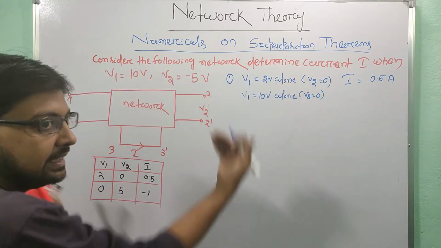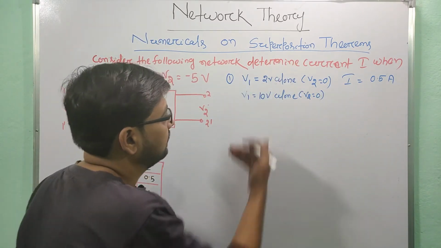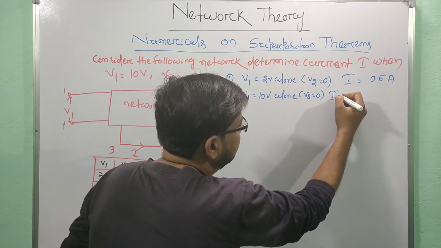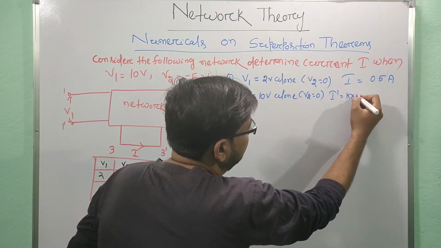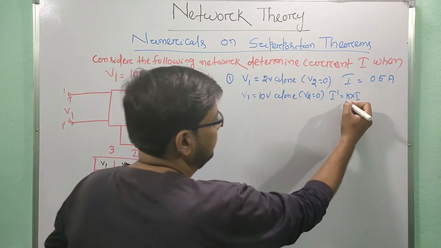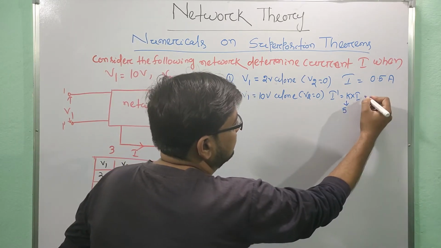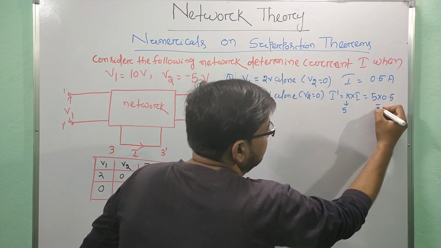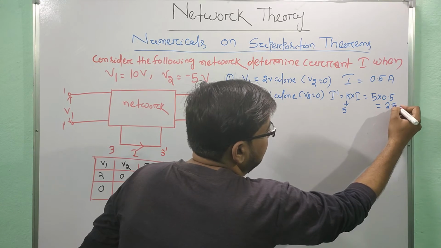अभी 2 वोल्ट से कितना चेंज हो रहा है, 10 वोल्ट चेंज हो रहा है. 2 वोल्ट से 10 वोल्ट चेंज हो रहा है, मतलब व्हाट इज माय k वैल्यू, दैट इज I dash is equal to k into I. So what is my k value? My k value is 5. So that is equal to 5 into 0.5, that is equal to 2.5 ampere.